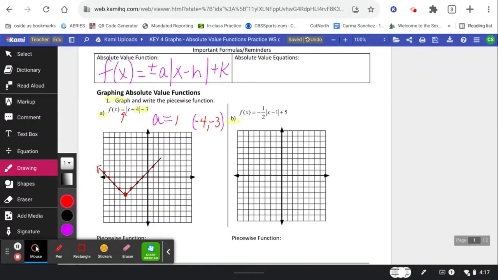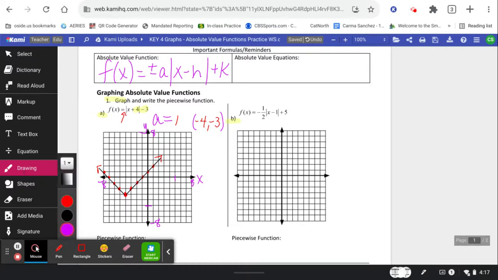And there she is. Don't forget to label and scale your graph. 1, 2, 3, 4, 5, 6, 7, 8, and -8.